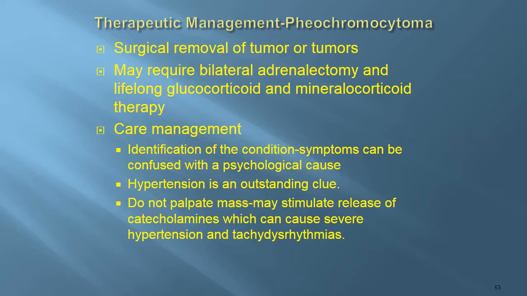Therapeutic management of pheochromocytoma involves surgical removal of the tumor or tumors. It may require bilateral adrenalectomy and lifelong glucocorticoid and mineralocorticoid therapy. Care management involves identification of the condition.